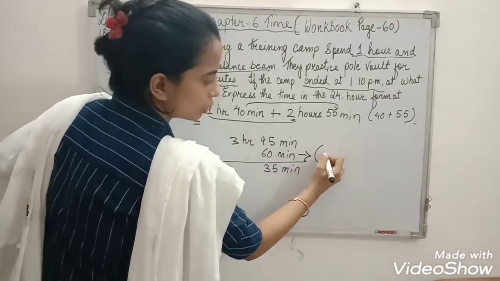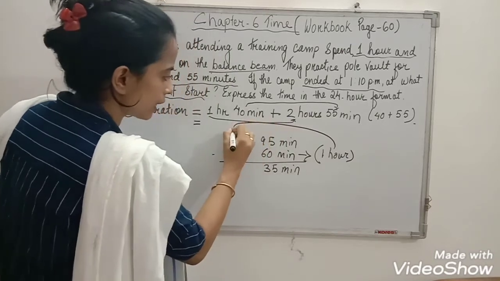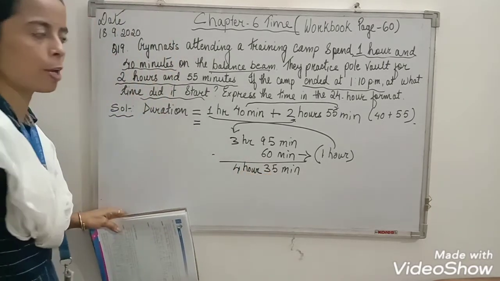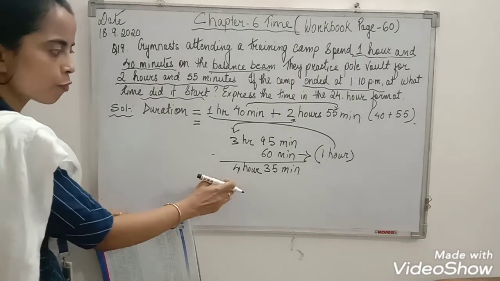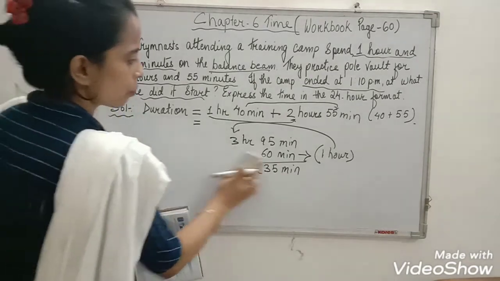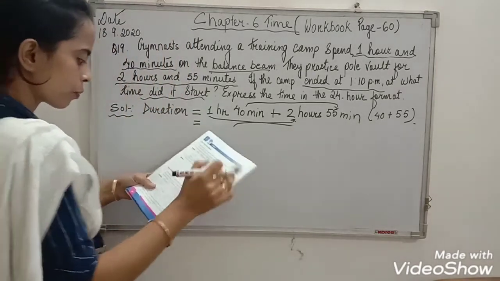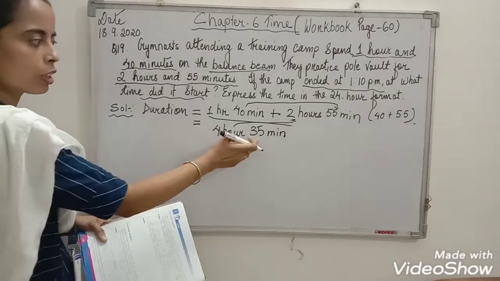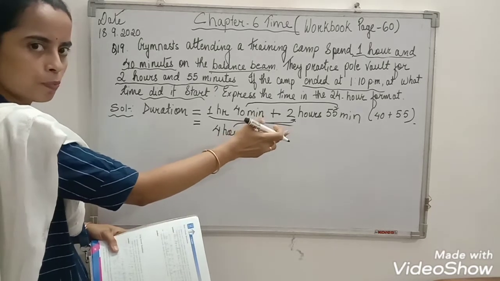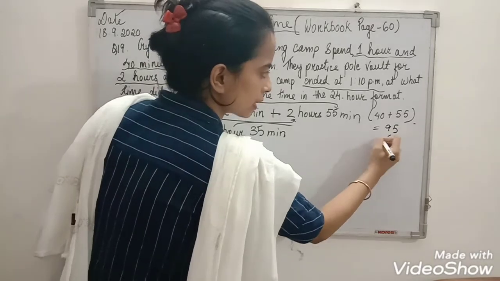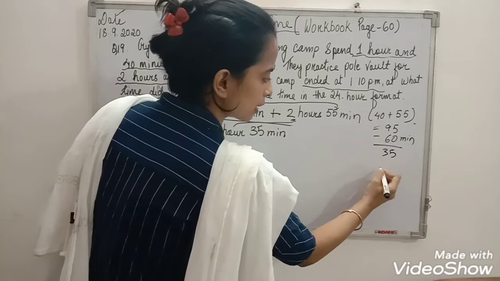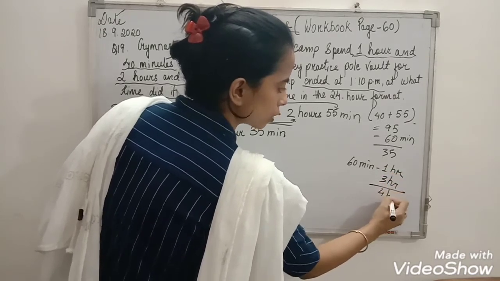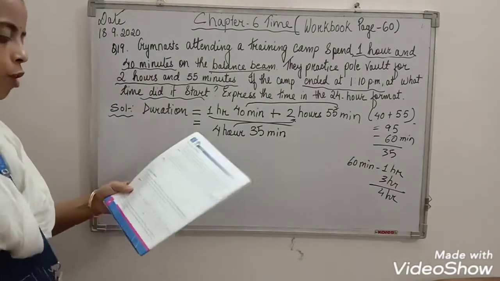And that 60 minutes is what? Children, see here, 1 hour. That 1 hour we will add to the 3 hours. So what time do we get? 4 hours 35 minutes. Is that clear? I have shown you: 40 plus 55 is 95, 95 minus 60 minutes is 35 minutes, and 60 minutes equals 1 hour, which you add to 3 hours, making 4 hours. So the duration we got is 4 hours 35 minutes.